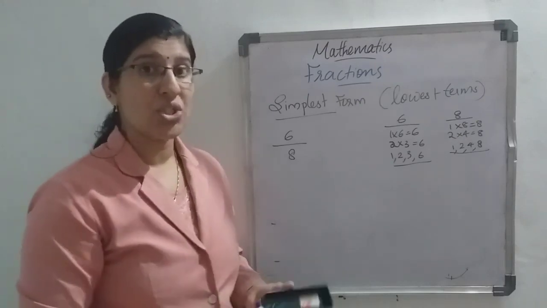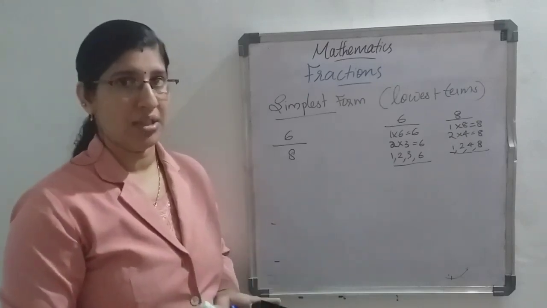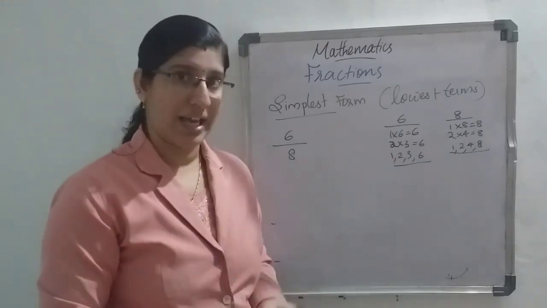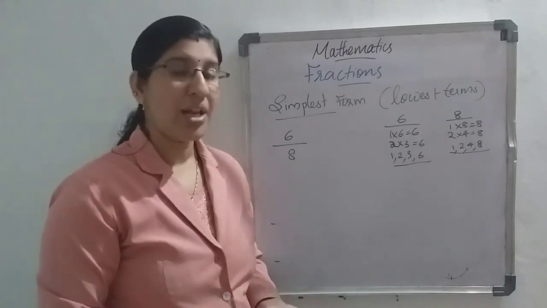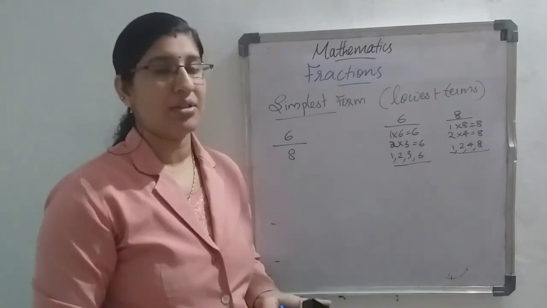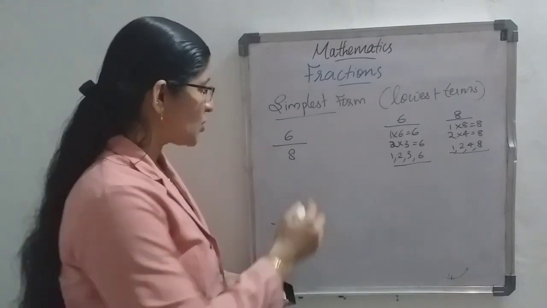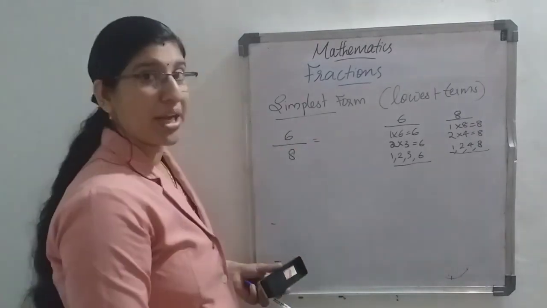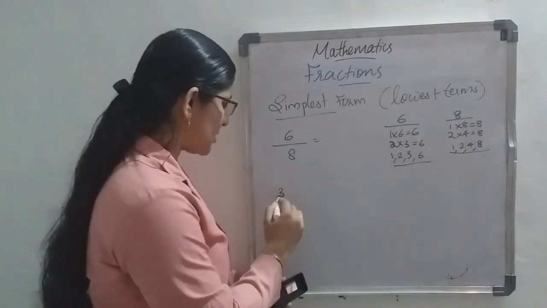The number which has more than 2 factors, we can divide again. Clear? The number which has more than 2 factors, we can divide again. So this we can divide again. We can make it smaller. But what about this question?